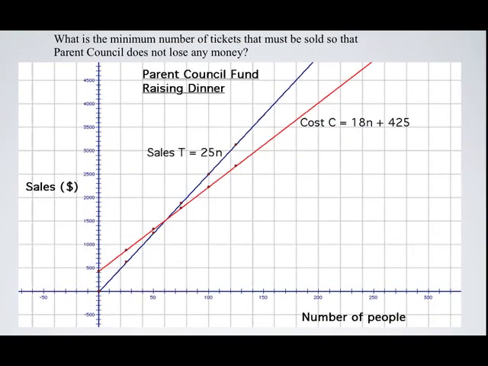What is the minimum number of tickets that must be sold so that Parents' Council does not lose any money? Use the graph to help you estimate this point. When you're finished, come back and check and see if your solution is the same as ours.